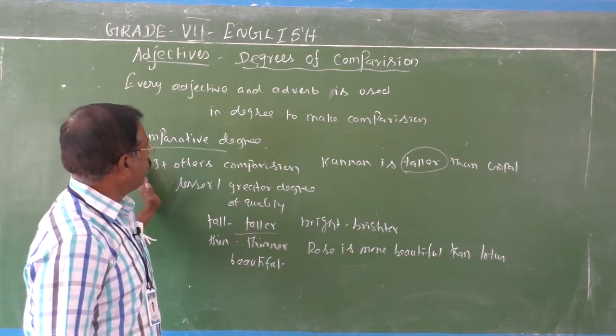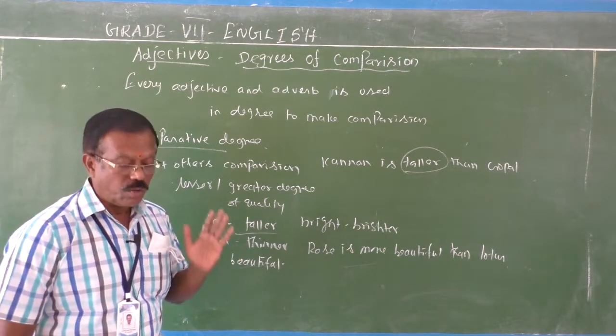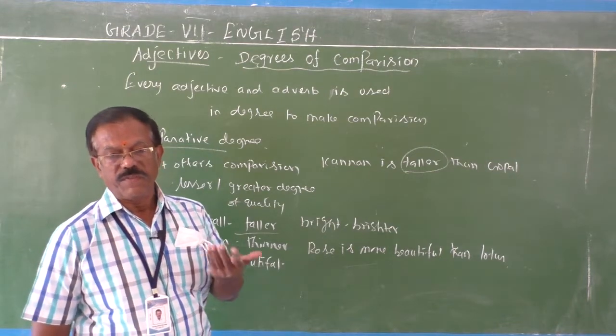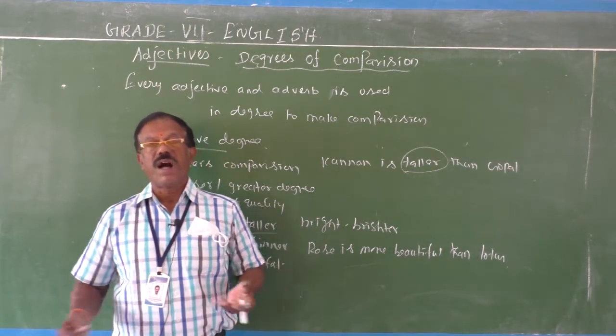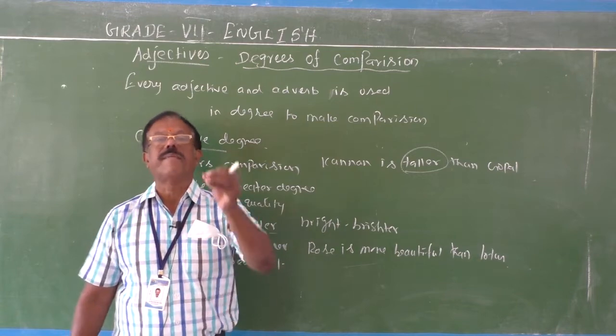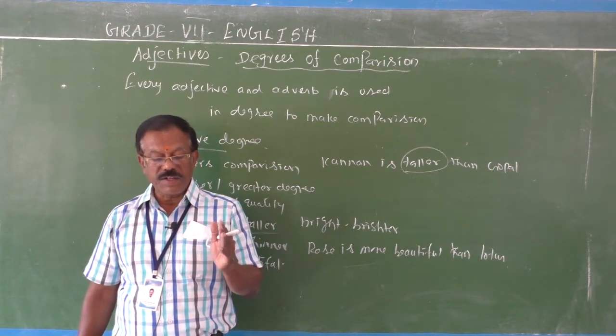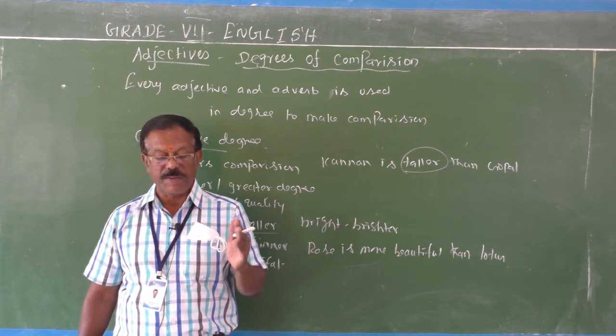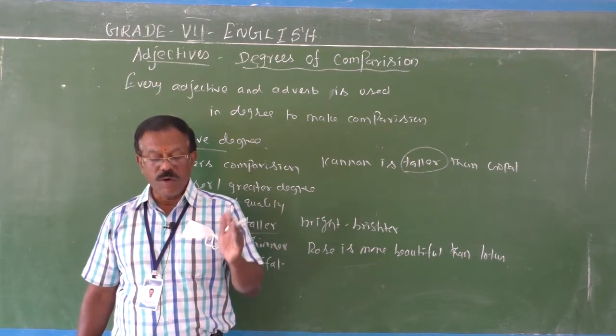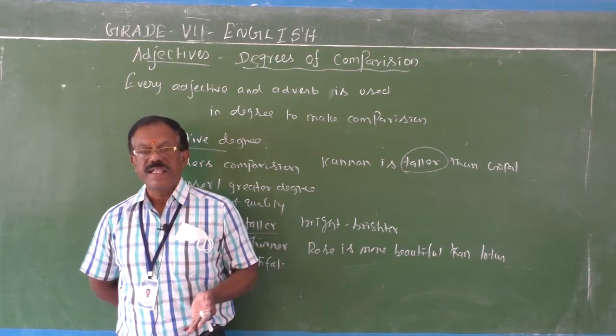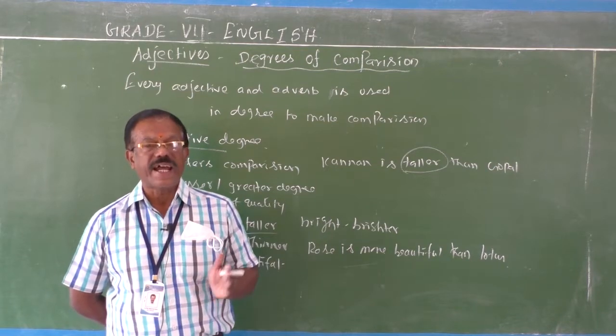So where will we use the comparative degree? To compare two things. So when we want to compare two things or groups of things, we use this comparative degree. The comparative degree is formed by adding er to the base adjective or adding more before an adjective. Okay, the sun is brighter than the moon.